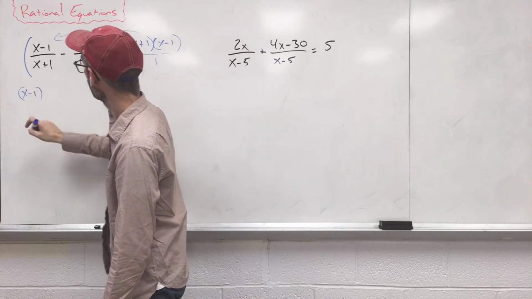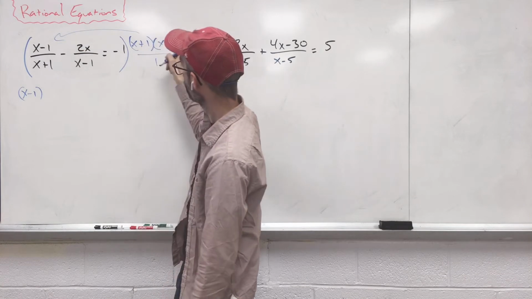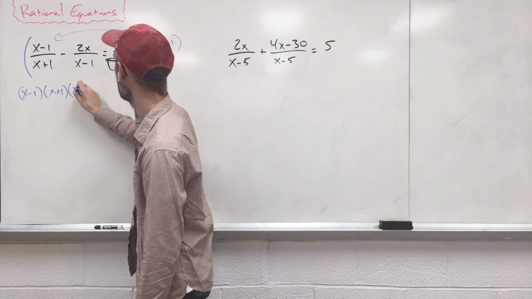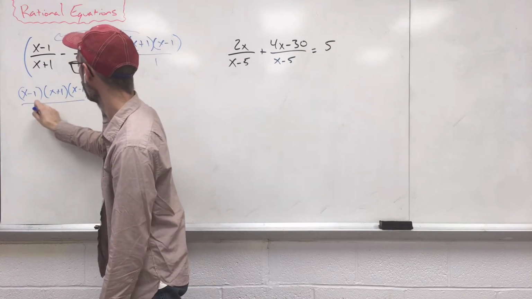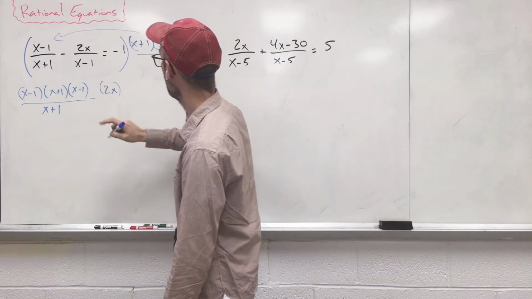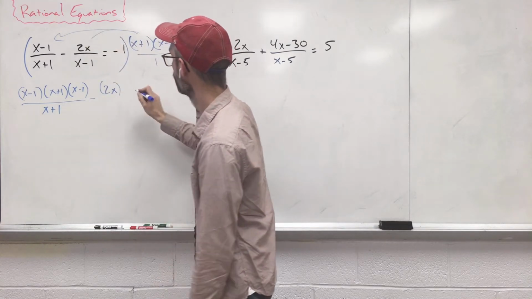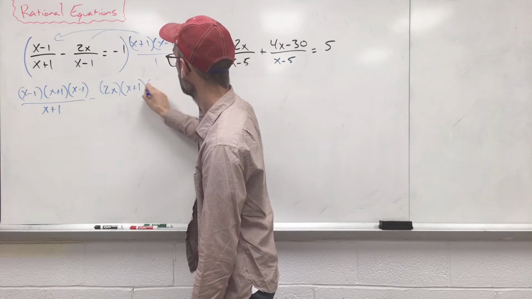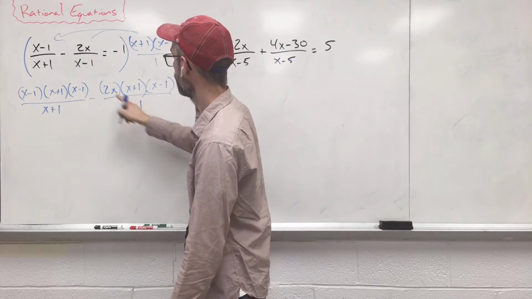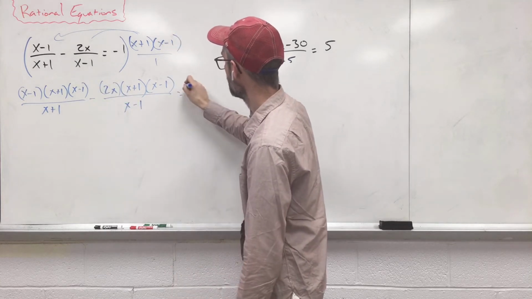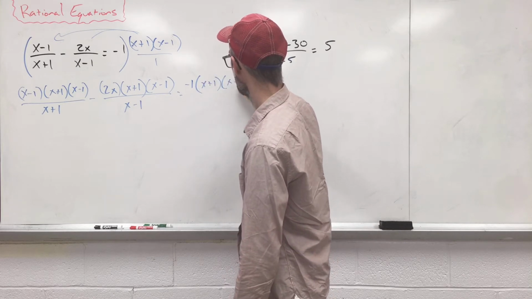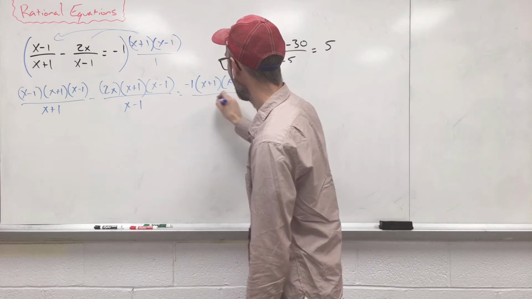X minus 1 right there. And now I'm also going to put these all next to it. We're not going to put them together yet, we're not going to combine them. Just leave them all next to each other, over x plus 1, minus 2x times each one of these groups. So x plus 1, x minus 1, all over x minus 1 there, equals negative 1 times x plus 1, x minus 1. And we don't have anything down here.